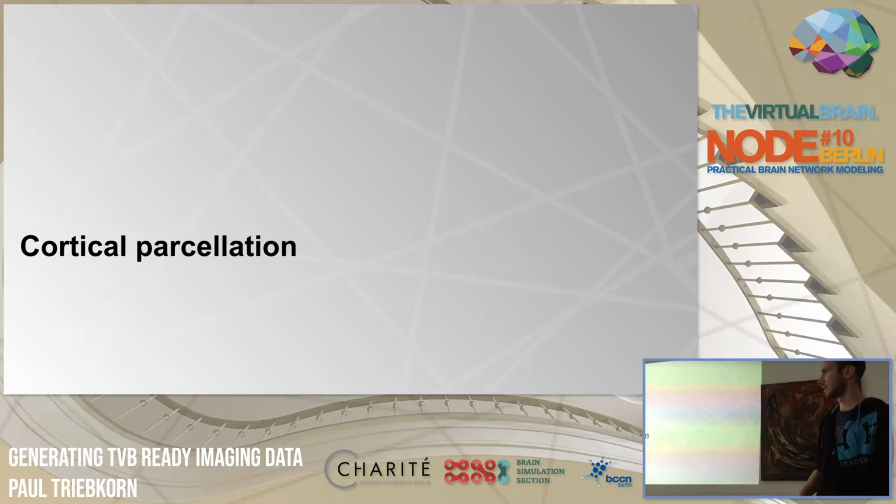This is why people now, or we are, considering more the cortical parcellations that are surface-based and which are using multiple modalities. So not only anatomical landmarks, but also other imaging modalities to refine or to get a more accurate subject-specific parcellation.